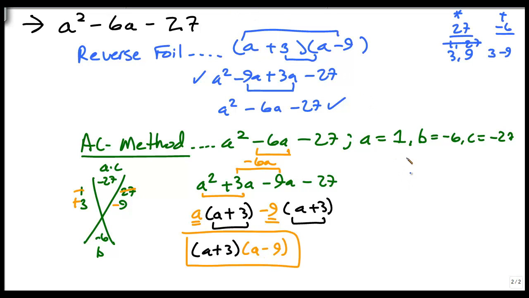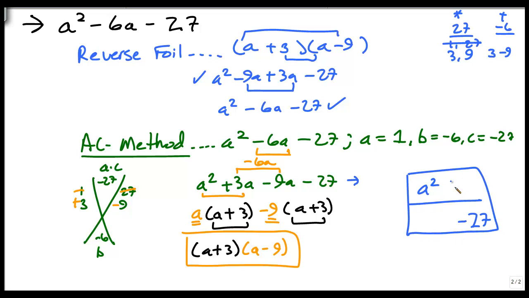I want to look at my little box method. So my box method comes from here. I have my a squared and my -27 that you plug in for your box. And then along the diagonals go the 3a and the -9a. So again, this diagonal right here will always add to this linear term. So first column is an a.